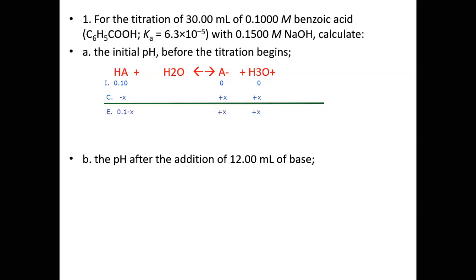Now look here, the concentration of benzoic acid is a lot greater than the Ka by a factor of 10 to the fourth. So we can disregard the minus X here. So then we get 6.3 e to the negative 5 equals x squared divided by 0.1. So x squared equals 6.3 e to the negative 6.